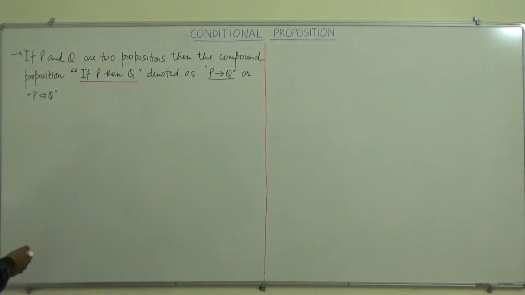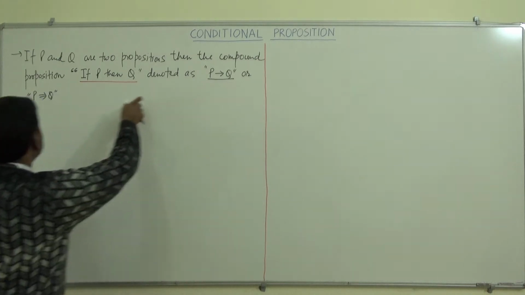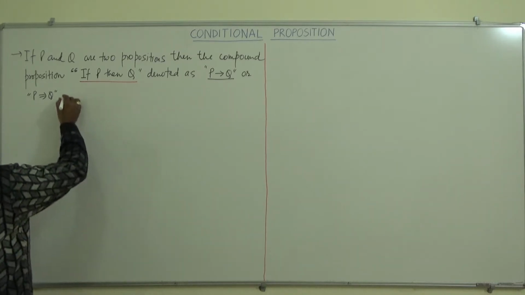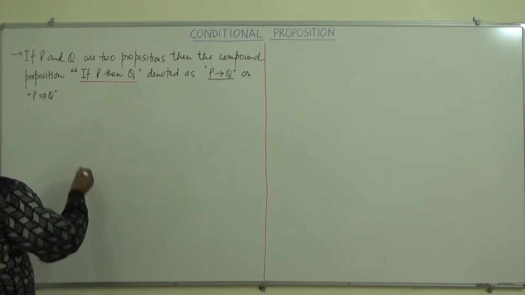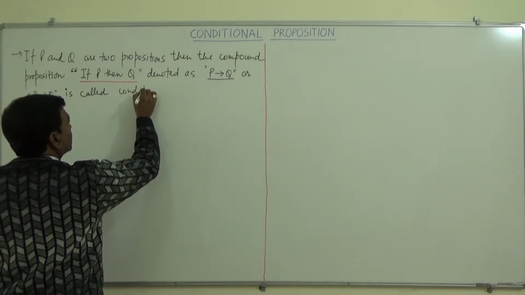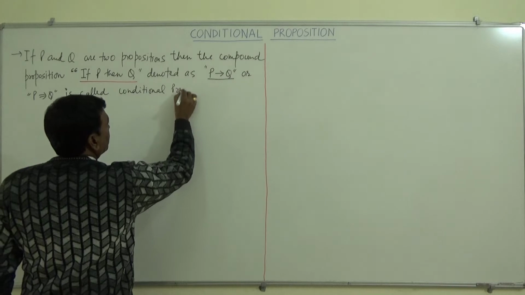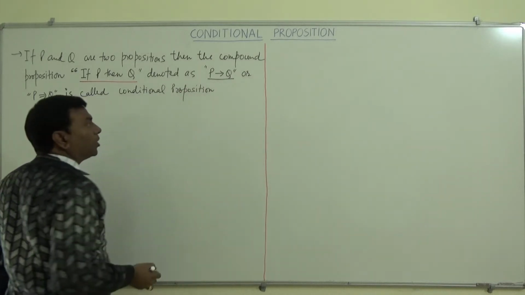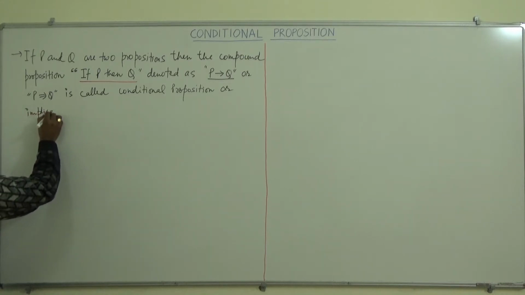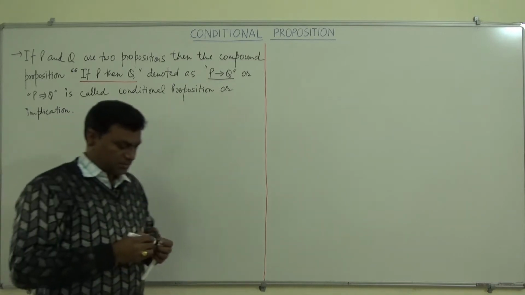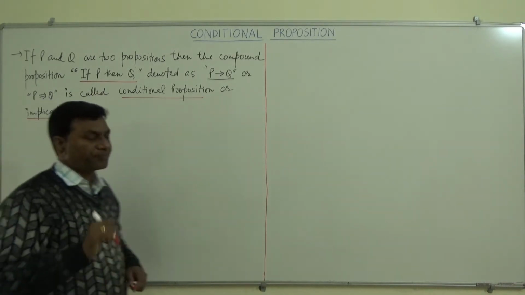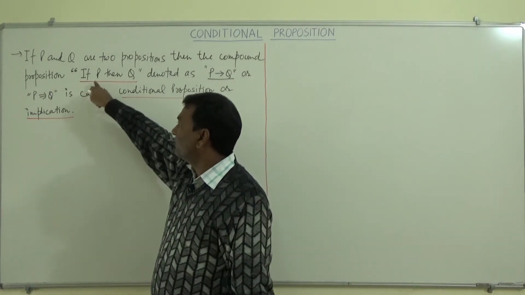So it can be denoted in two ways. Either we can denote it like this, or we can use like this. This is called a conditional proposition, or implication in short. Here, suppose we are writing if P then Q.